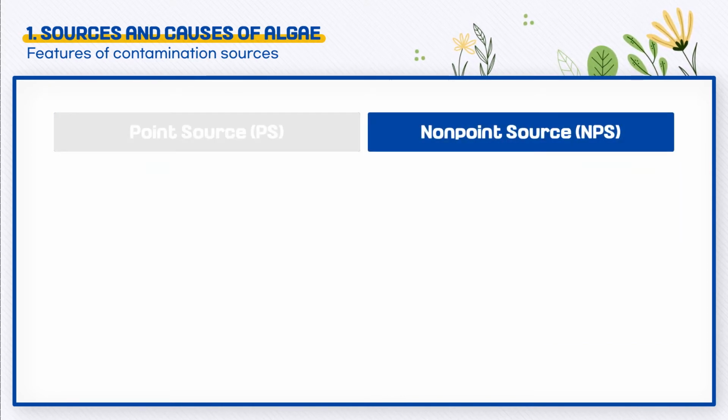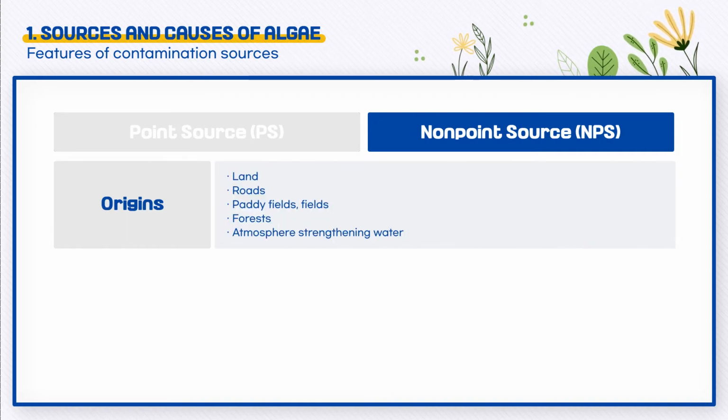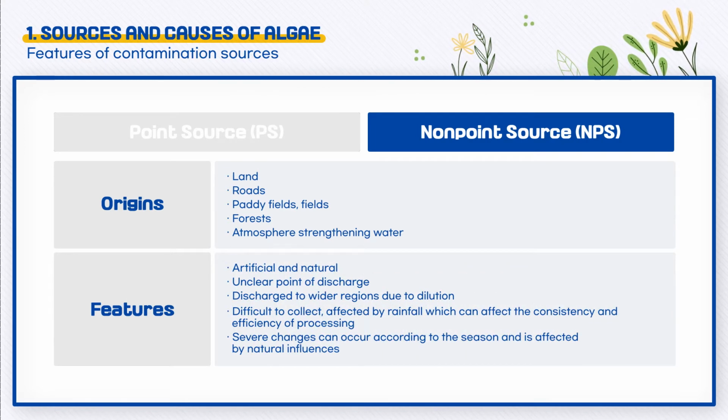Non-point source pollution, NPS, can be defined as pollution that occurs on land, roads, paddy fields, and fields, and does not have any clear points of discharge, being diluted and expanded to a wider region for discharge, having difficult collection, and being affected by rainfall to result in inconsistent processing efficiency, and is affected by natural influences to display severe changes according to seasons. This definition is too similar to point source. The two definitions need to be clearly different.